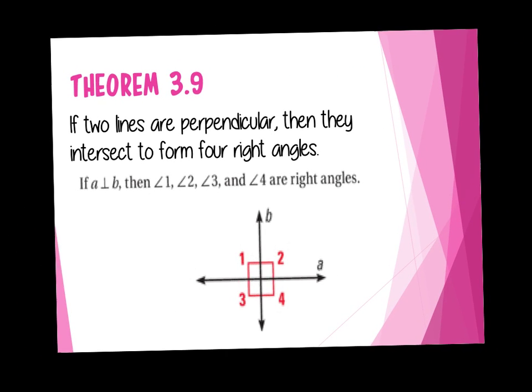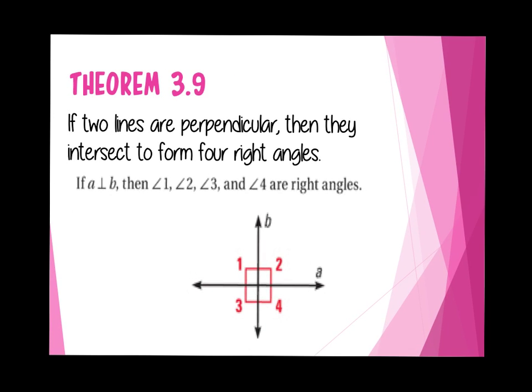Theorem 3.9 says if two lines are perpendicular, then they intersect to form 4 right angles. Again, mostly stuff you already know. It's just putting it into words. If I gave you a diagram like the one there, you can say angle 1 equals angle 2, or angle 2 equals angle 3, or angle 3 equals angle 4. And the reason is this: if two lines are perpendicular, then they form 4 congruent right angles.